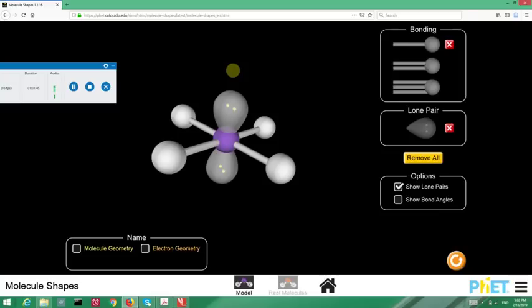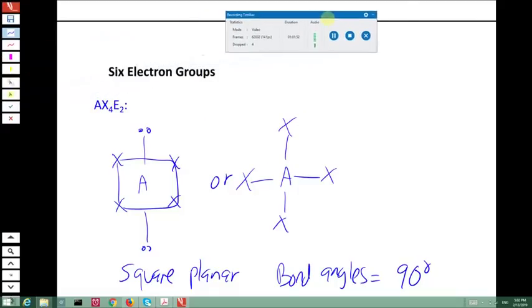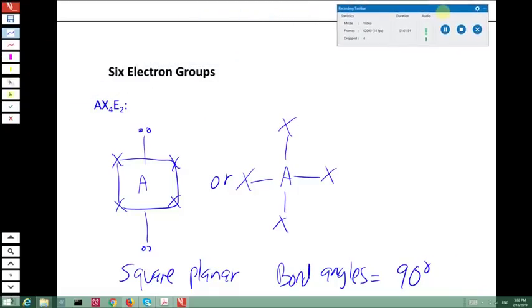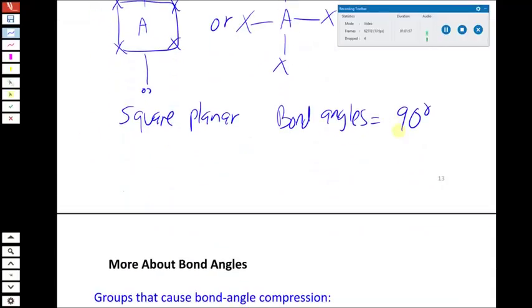All right, so that takes us to the end of all the different electron group arrangements we're going to cover. Now let's get a couple more details and then just finish off with as many examples as we can cover in the remaining time of how to do this process of predicting the shape.